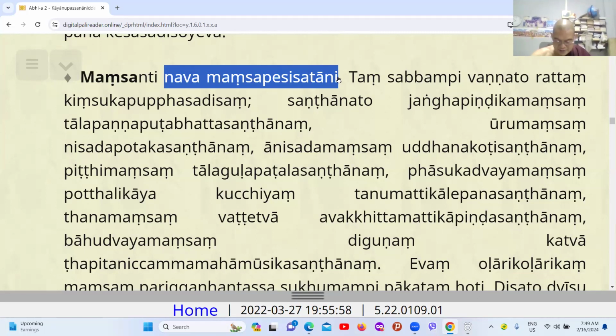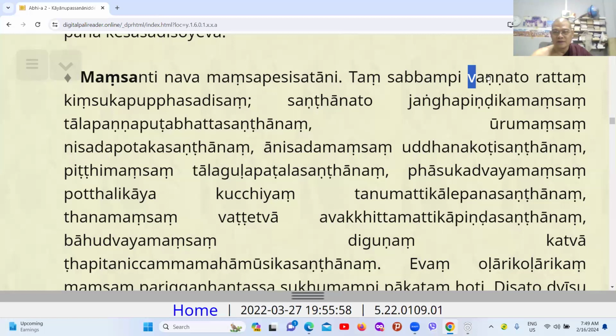The color here is Sukha Pupa Salisa. Sukha Ratta, now red color. Masa is red color, but not all masa has red color, as you may know. They have different colors. If you see red color, you observe it as red. If you see white color, you observe it as white. That depends.